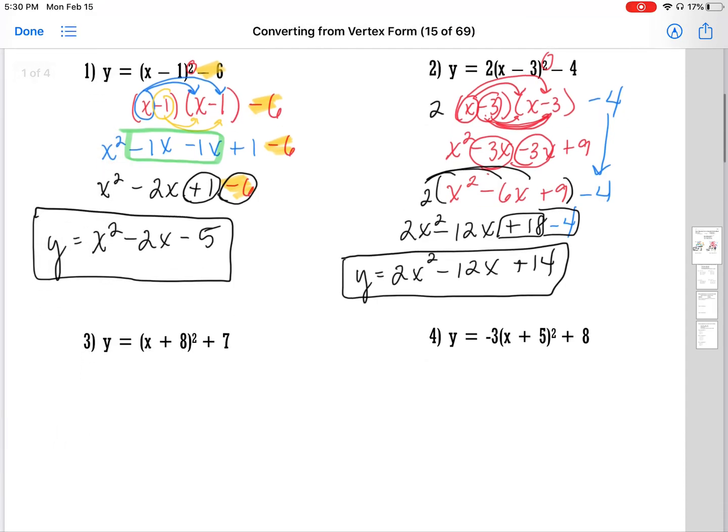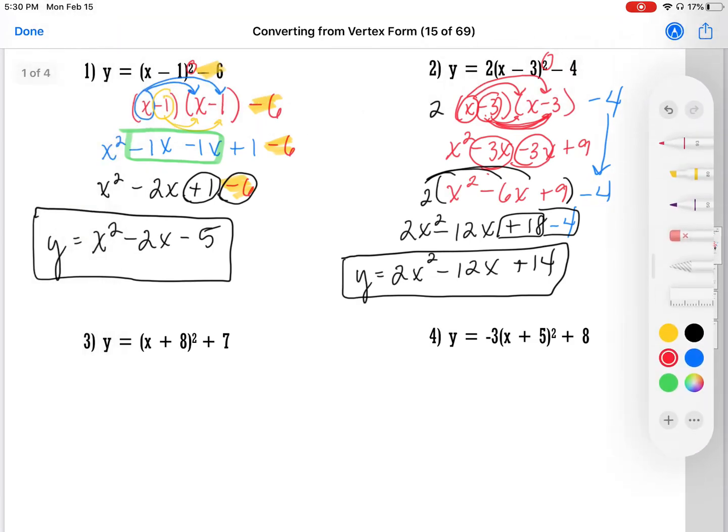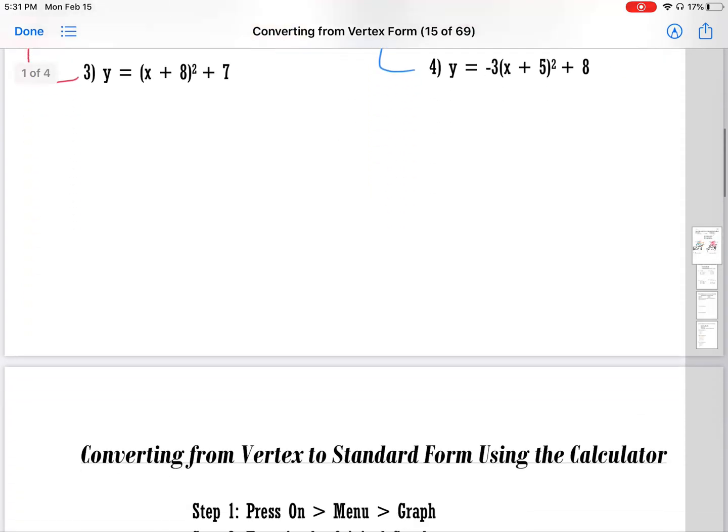Okay, so when you're ready, I want you to try number 3. Number 3 is set up just like number 1. So follow the steps in what we did on number 1. We rewrote the binomial, we double distributed, and then we add the number that's in the back. Number 4 is just like number 2. So I want you to use number 2 to try and solve number 4. We double distributed, we had to multiply the number that was in the front, and then add the number that's in the back. Combine like terms at the very end. Okay, so go ahead and try numbers 3 and 4.